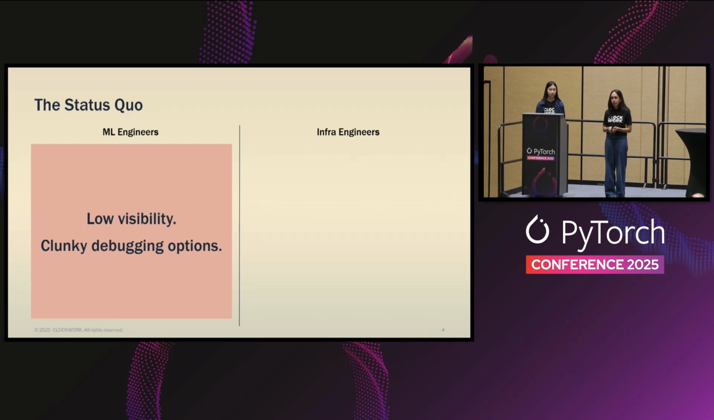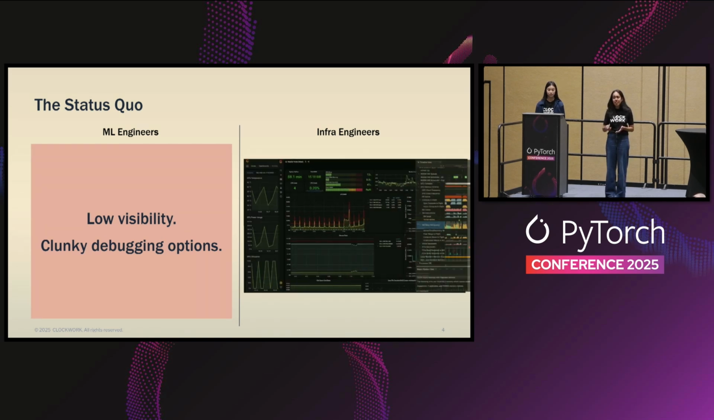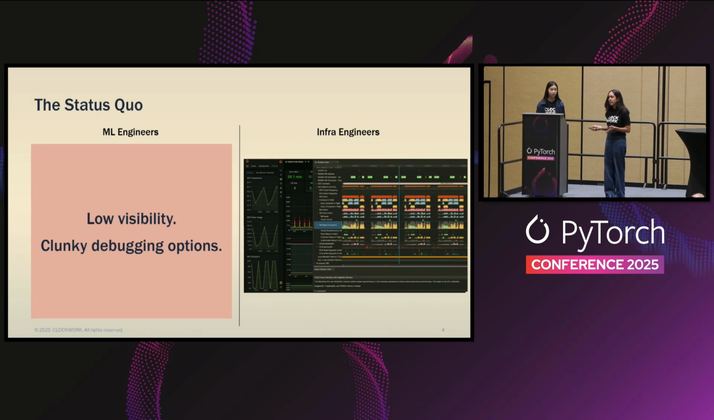Now, from the infra engineer's perspective, they're stuck monitoring thousands of metrics across a variety of dashboards. Each dashboard says that it's going to offer insight into a different part of the cluster, the network, or the GPUs. Critically, these many metrics aren't put in context of the jobs that are actually running on the cluster at any given moment in time.